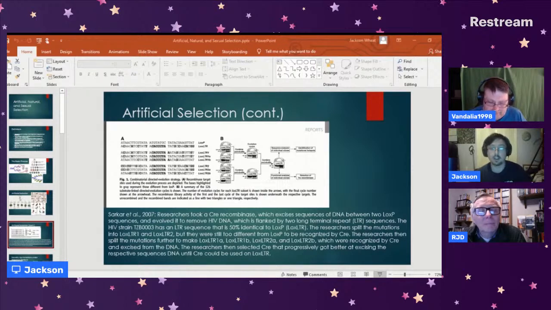Oh, and this is occurring within E. coli, for reference. Sorry if I didn't make that clear.